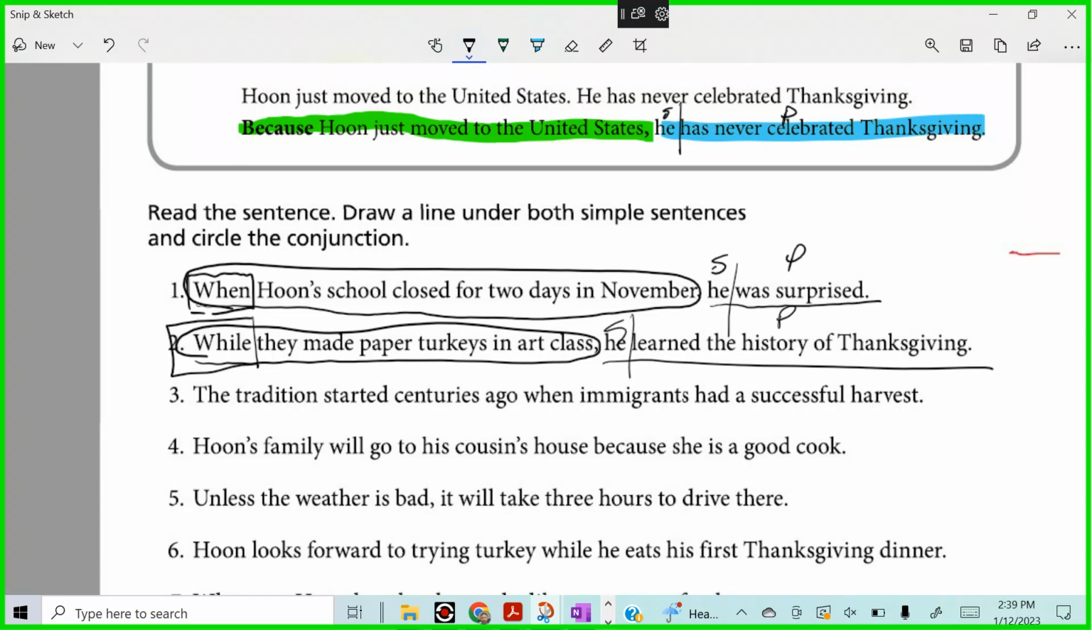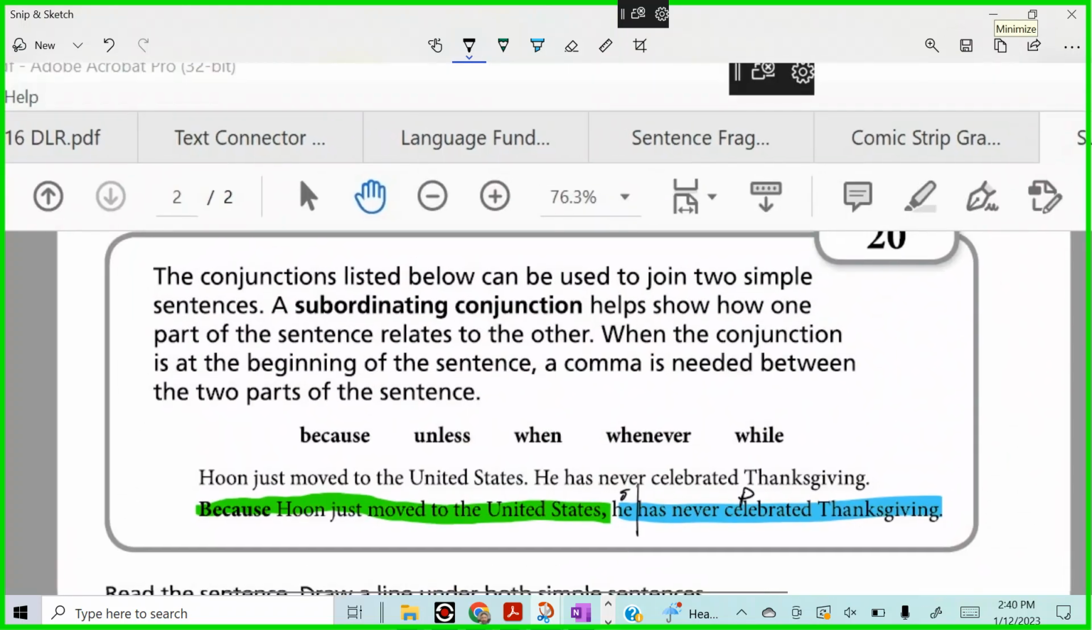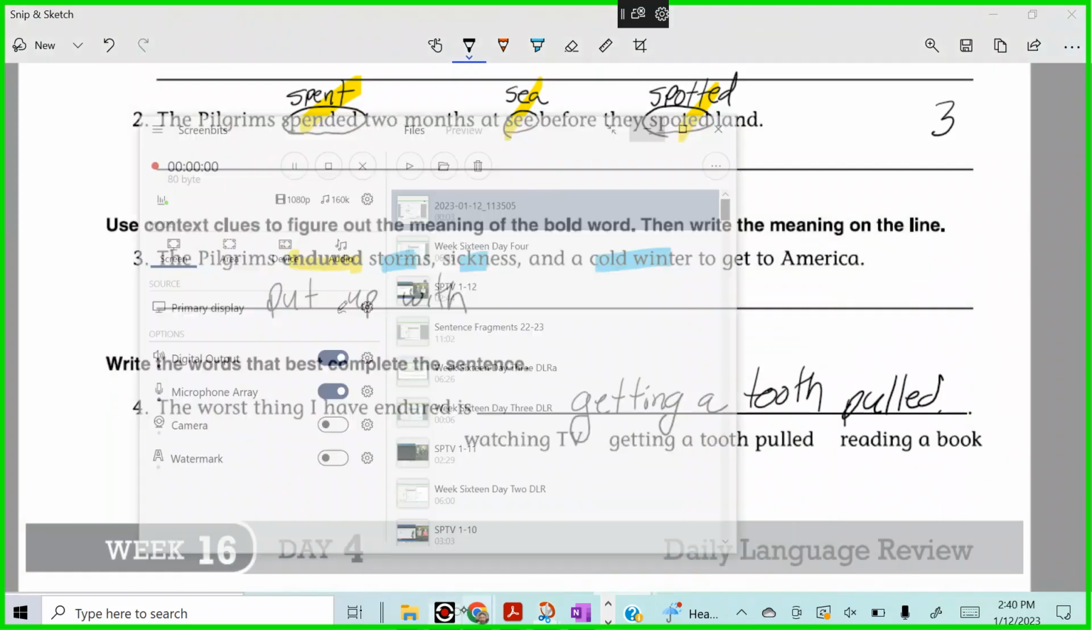Does PJ get an A+? Yes. Can you guys handle this? Yes. All right, that is Subordinating Conjunctions 19 and 20.